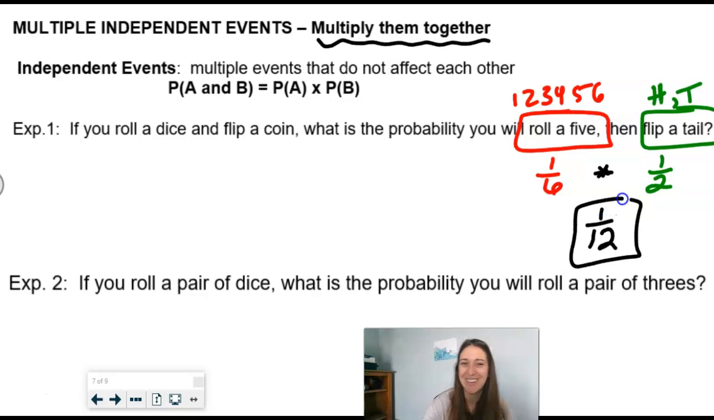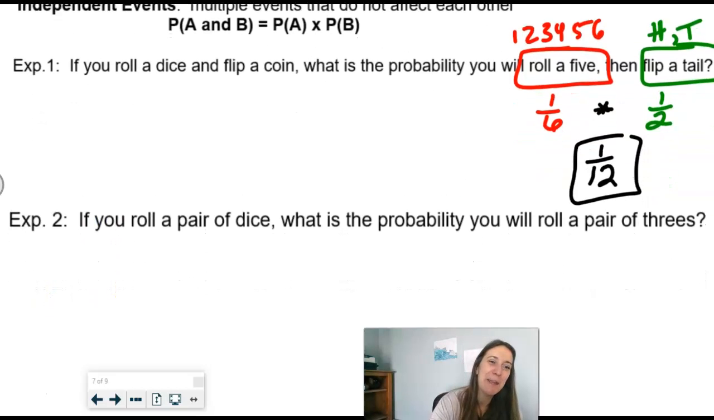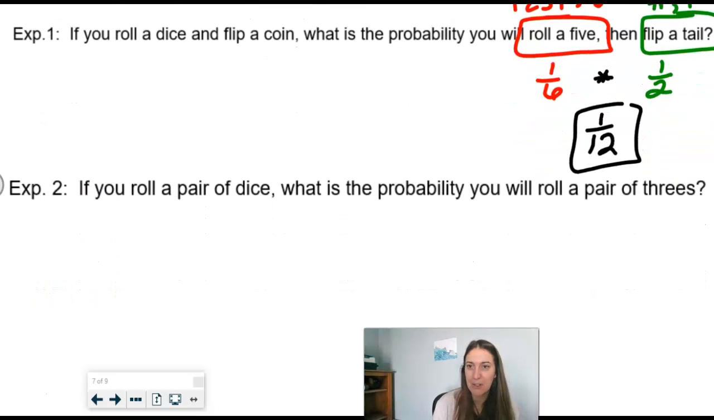Interesting. All right, so now we're going to roll a pair of dice. What's the probability that you're going to roll a pair of 3s? So I know they're the same thing, but they're not the same die, like two independent die here. And even if it was the same die rolling twice, it still wouldn't matter. So what's the probability that I'm going to roll a 3 and then another 3?